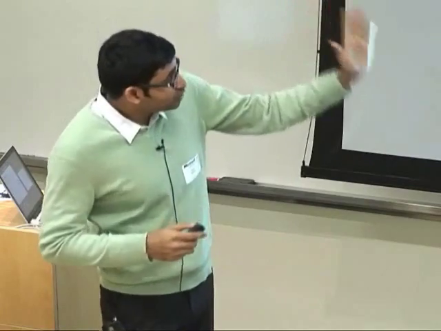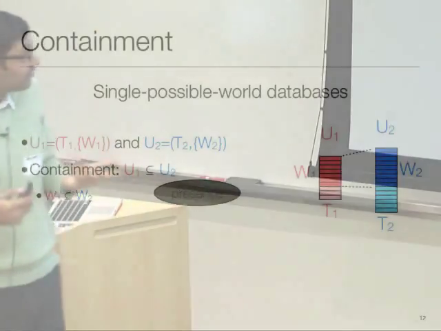Okay, so now again to go back to this slide, we're in the world of single possible world databases. The light tuples are ones where this database is asserting that these tuples are not present in the database. The dark ones are ones where it's asserting that these are present in the database, and we are trying to figure out whether U1 is contained in U2. So the definition here is kind of trivial, right?